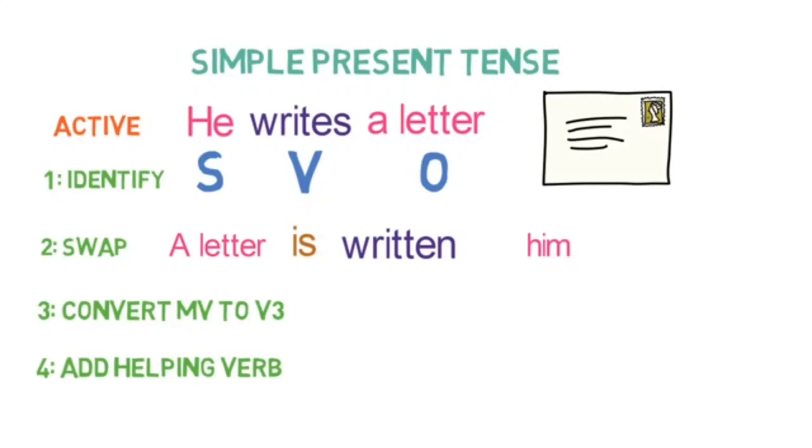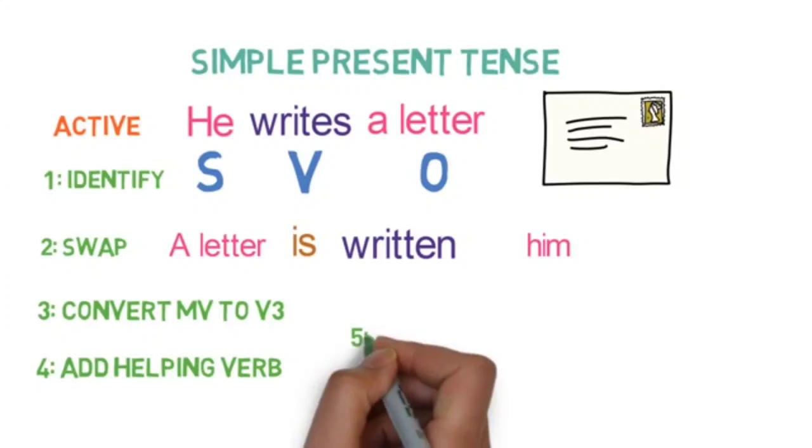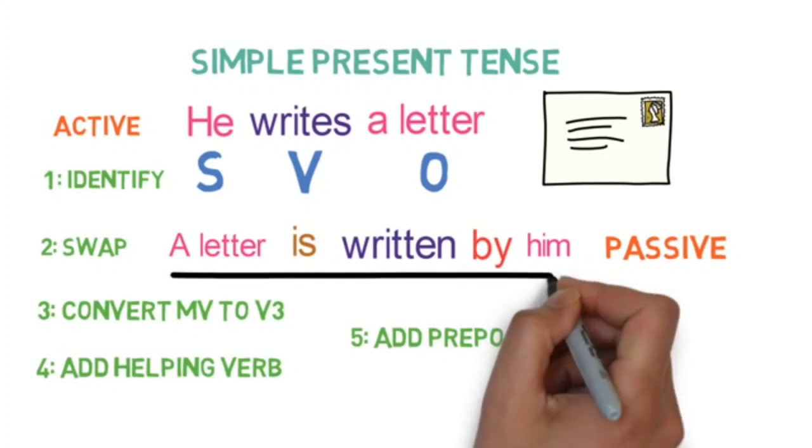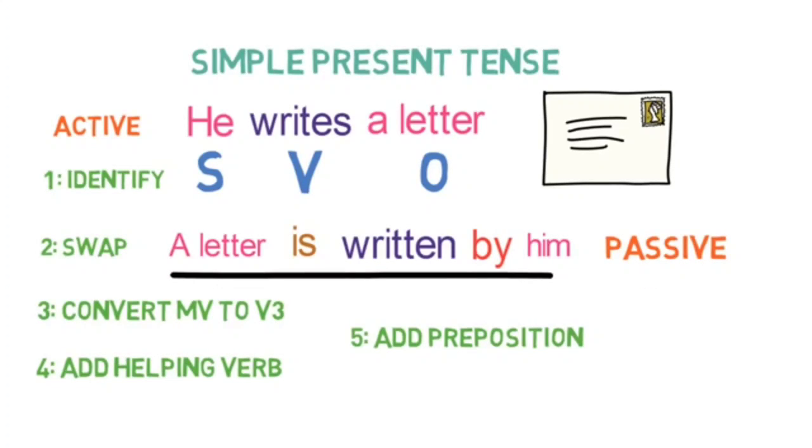Do you think the sentence is completed? No, it's not. Then step 5 will come. Step 5 is to add the preposition by. Now the whole sentence is completed and changed into passive voice: A letter is written by him. Children, I hope you are clear with all the steps.